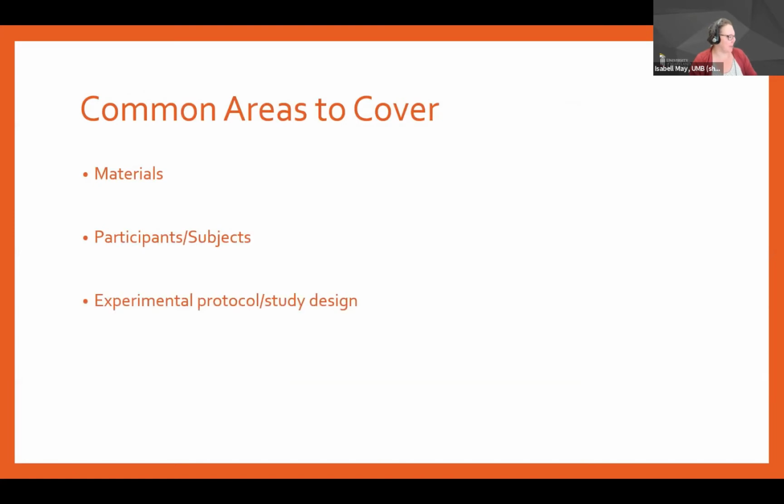So common areas to cover. Those are, I think, standards: materials, participants, subjects, experimental protocol, study design, and any kind of measurements, dependent, independent variables. If you're using a survey, explaining the survey in greater detail. So those are common areas, but they can vary in depth and in definition, depending on the design of your study and the content of your study. Materials might not always be the best term to use if you're using a survey-based study. You might just use the heading survey or something.